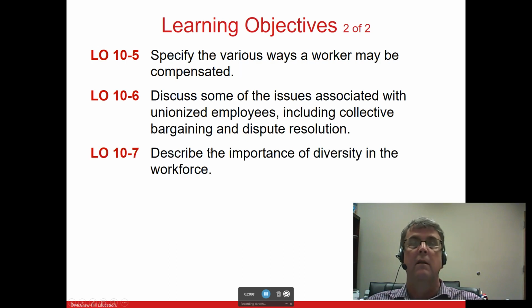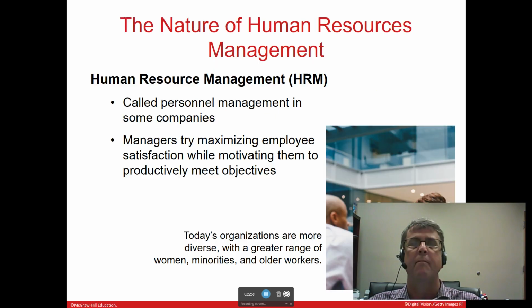All right. We're also going to specify the various ways a worker may be compensated, discuss some of the issues associated with unionized employees, including collective bargaining and dispute resolution, and describe the importance of diversity. We may not make it through all of these, but we'll talk about a lot of them.